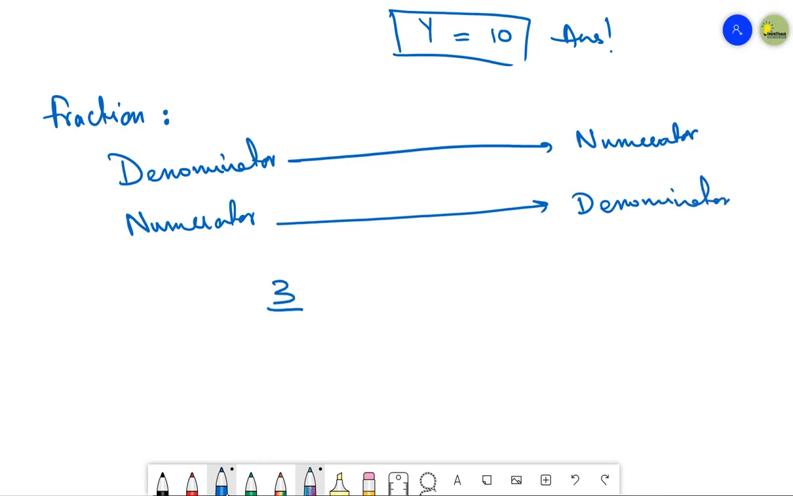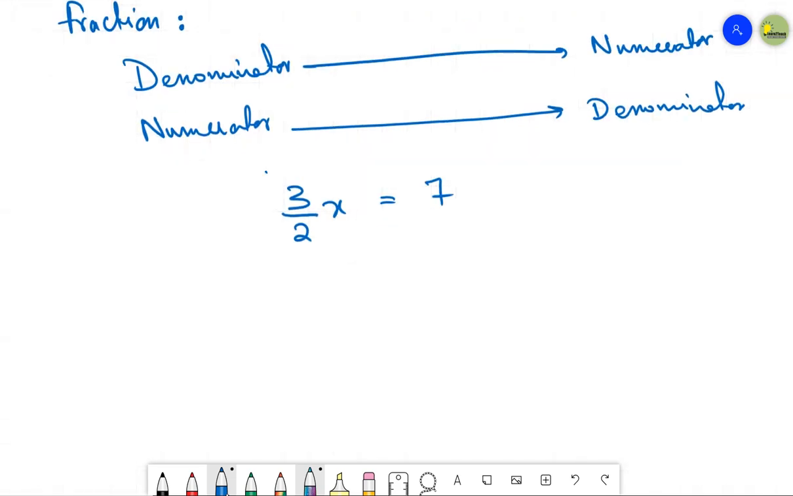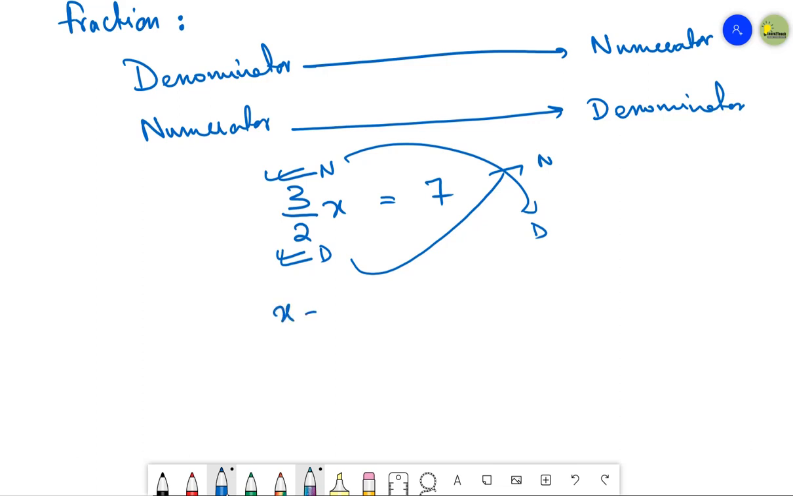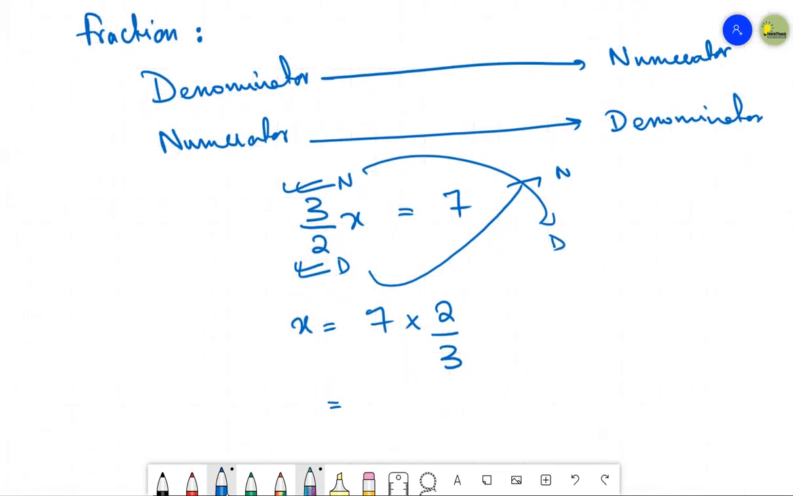For example, 3 upon 2x equals to 7. So here 3 is the numerator. It will become the denominator when it is shifted to the other side. And 2 is a denominator right now. It will be shifted to the numerator when you are going to move it to the other side. So x equals to 7 remains over here. It will be multiplied with 2. 2 will be written in the numerator and 3 in the denominator. So the positions of the numerator and denominator will be changed. In this way, you are solving it. 7 twos are 14 upon 3. So the value of x becomes 14 upon 3.